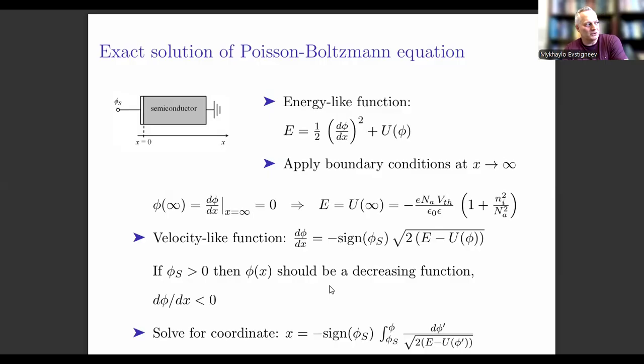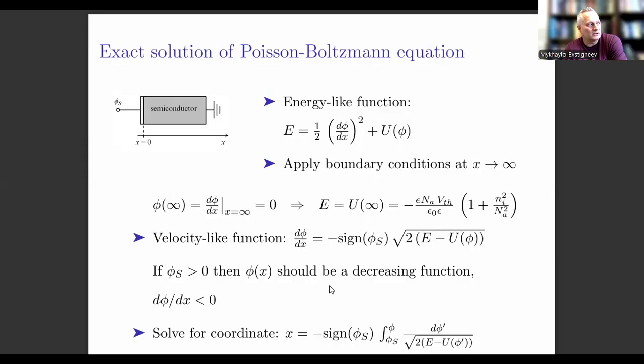Now, this is, of course, not the solution that people are used to, but it is a perfectly acceptable mathematical solution. It tells you at what position a particular value of the potential phi is realized.